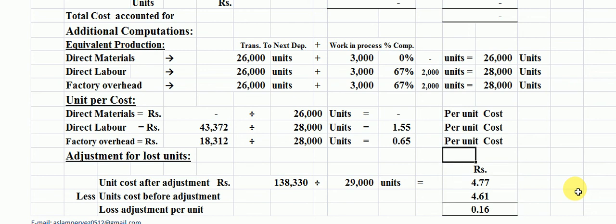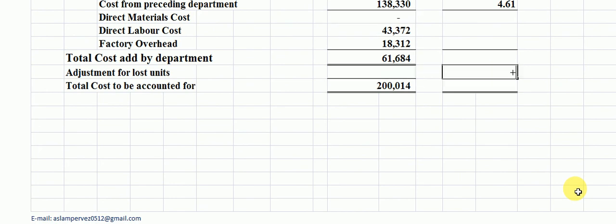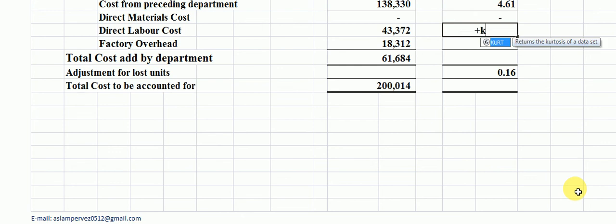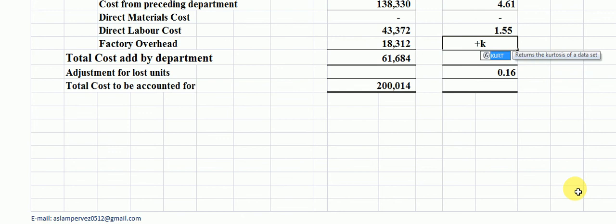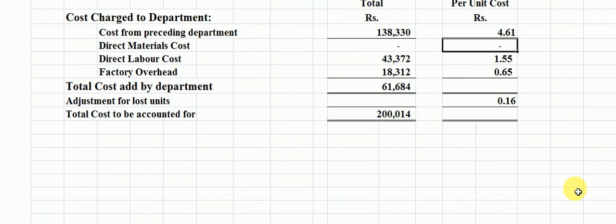Now students, we move on to the second section to put the per unit cost value as well as the loss per unit. Students, here M58, this is the adjustment for those units. Now plus K51 plus K52 plus K53. Students, these are the per unit costs against labor and factory overhead. 0.0 is the material cost because it is not given in this department. Now we have to add up here.